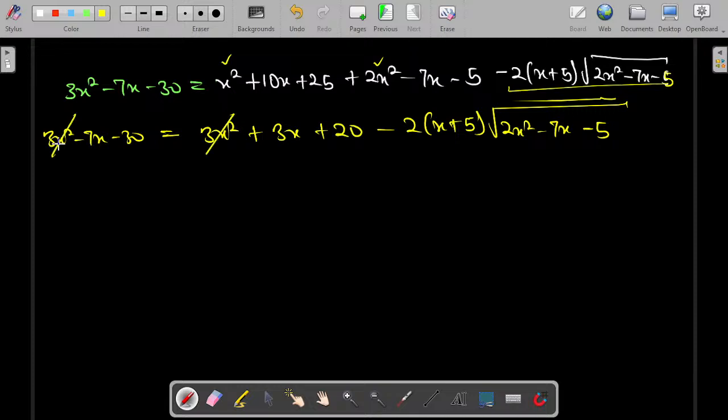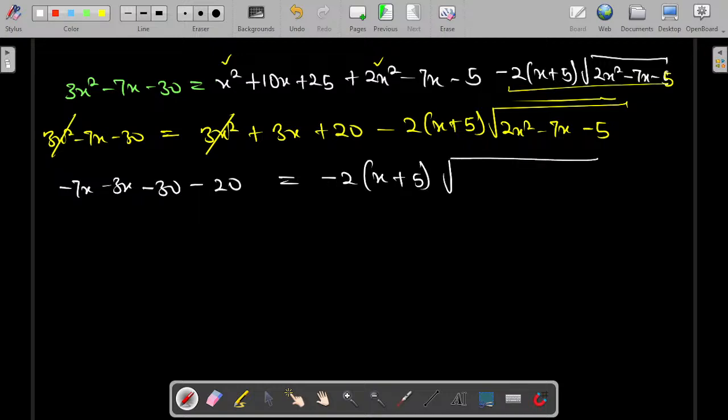3x squared will take away 3x squared, and then you can take the rest to the other side. So if 3x here is going to be minus 7x, this one coming will be minus 3x. Here you already have minus 30, this one coming will be minus 20, and here we'll have minus 2 into (x plus 5).